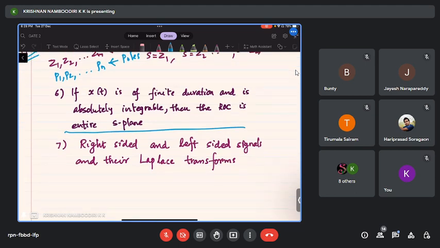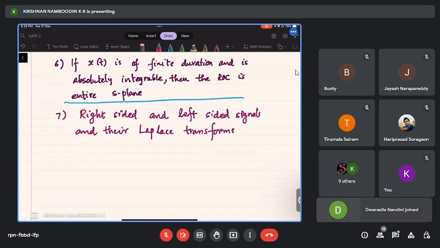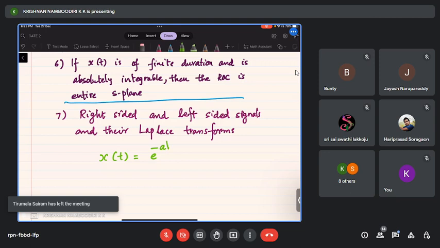Now the next very important thing that has been asked several times in the previous GATE exams is related with right-sided and left-sided signals. Basically we have seen these things, right? X of t equal to e power minus at u of t. Is this signal a right-sided signal or a left-sided signal?